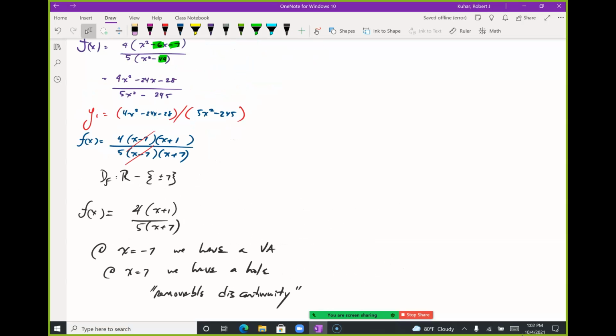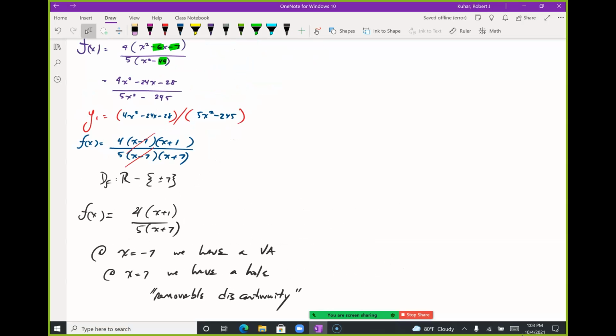How are we doing here? So the important point here is that if I have a denominator of 0 and the numerator is not 0, it is a vertical asymptote. If the denominator is 0 and the numerator is 0, it's called a removable discontinuity, and what happens in the graph is there's just a hole in the curve there.